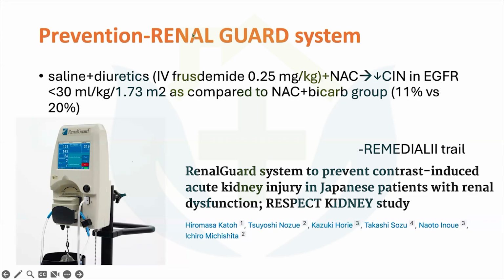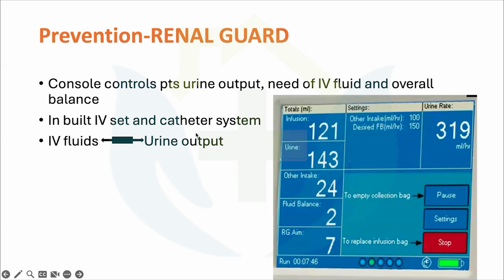So what you do here is that you give some saline, you also give some diuretics, and you give NAC. This triple therapy has been shown to reduce the incidence of CIN as compared to only NAC plus bicarbonate. And why is the console itself used? The console controls the amount of infusion that we have to give, based on the amount of urine. Suppose the urine output is high, it will increase the IV infusion rate. If it is low, it will reduce the IV infusion rate. So it's a closed loop feedback system to optimize your fluid management and urine output strategy.